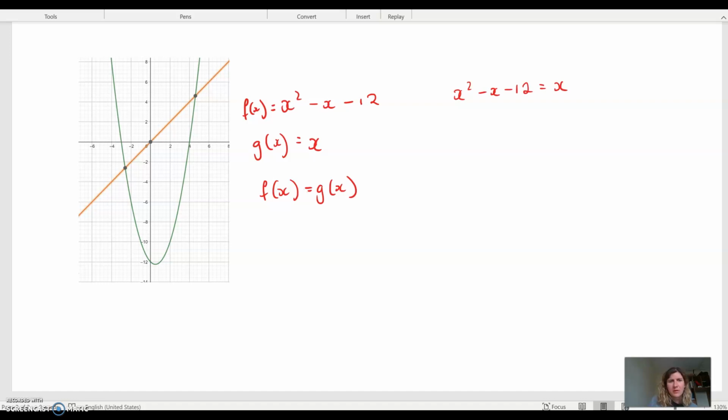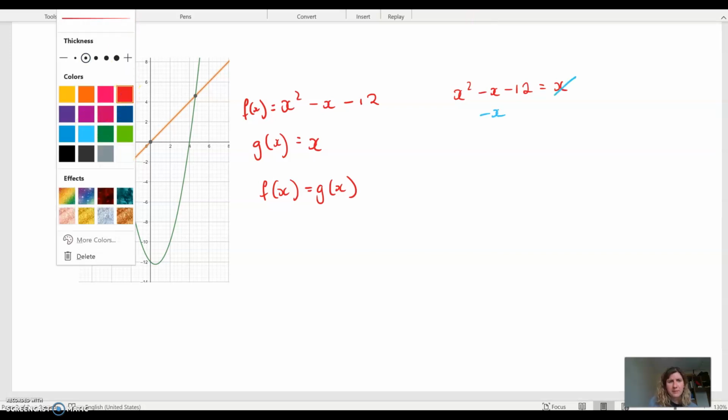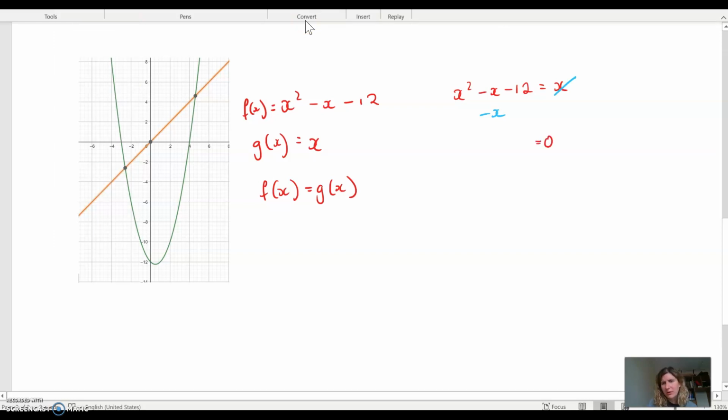Okay, it's still a quadratic, so we still need to solve in the same way. So we're going to bring that x onto the other side, so we're going to minus that x. Make that equal to 0. So we end up with x squared minus 2x minus 12.